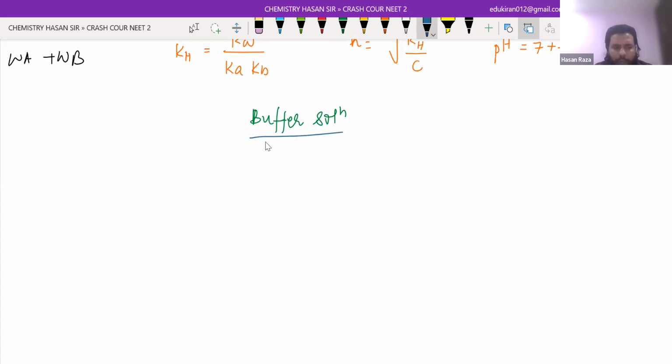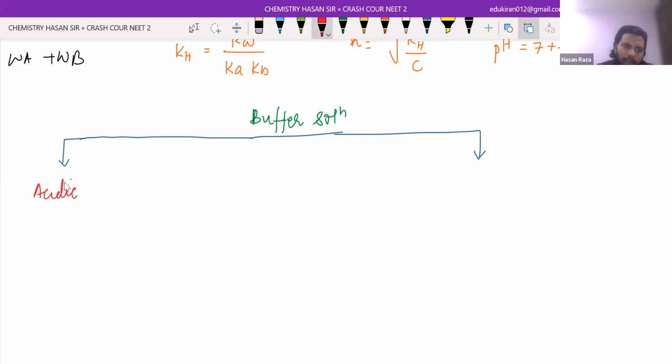So basically it's very simple. If you add a large amount of acid, base or water to a solution, it will change its pH. But if you use a small amount, and the solution resists change in its pH, then that solution will be known as a buffer solution. And it is of two types. The one is acidic buffer and another is basic buffer.